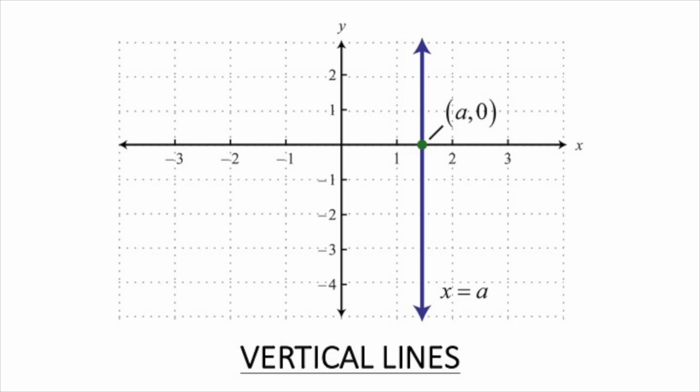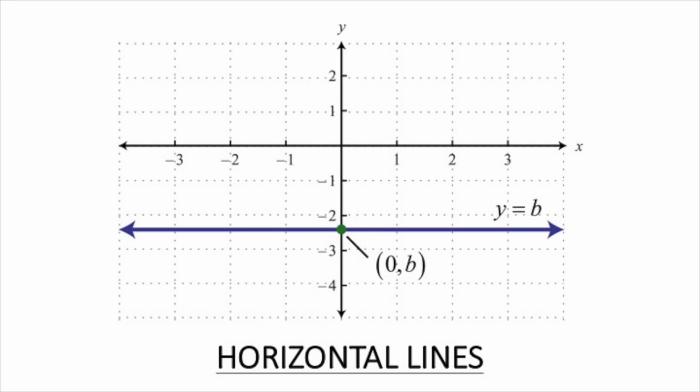Vertical lines. Vertical lines go up. Vertical means up. So if somebody asks you to draw a vertical line, you need to draw a line going up. Okay? Vertical, up. Horizontal lines. Horizontal lines, they go across. Whereas vertical lines go up. If we need to draw a horizontal line, we draw a line across. Okay?